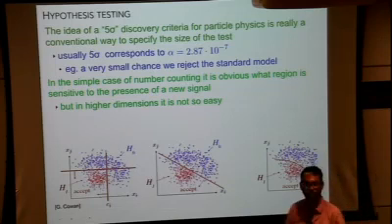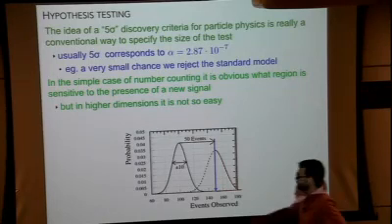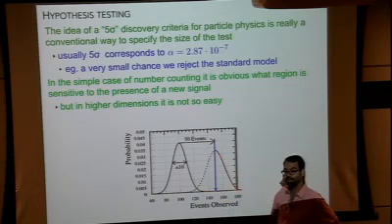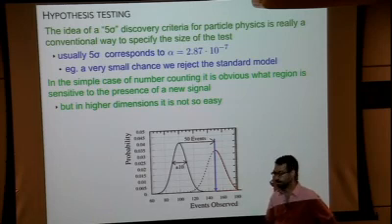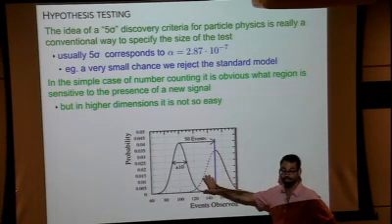Sorry, say it again. Yeah, sure. This is the distribution for the null hypothesis. Yeah, that's right. Yeah, no. So you don't get any choice over what the black lines look like. That's a property of your experiment and nature, right?